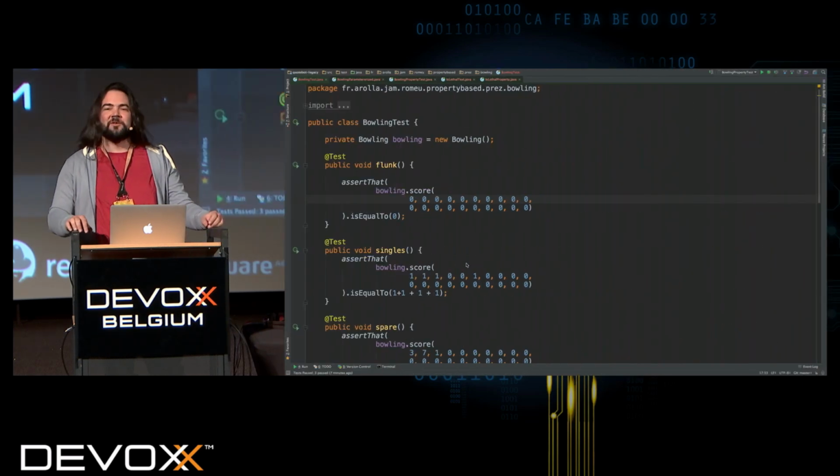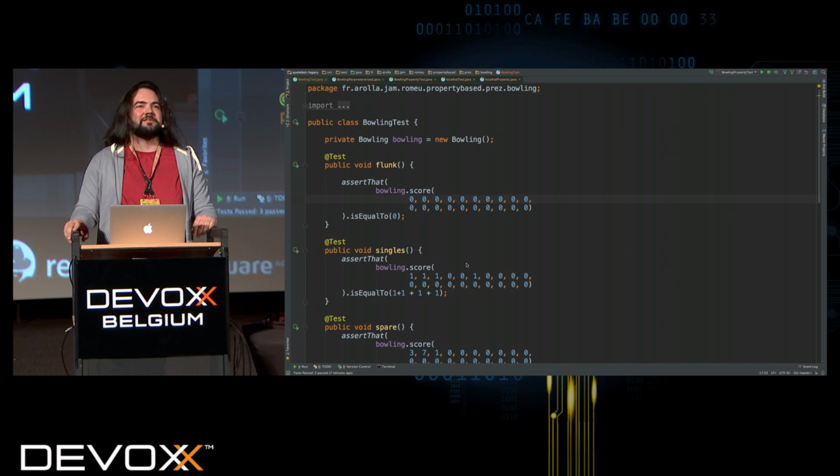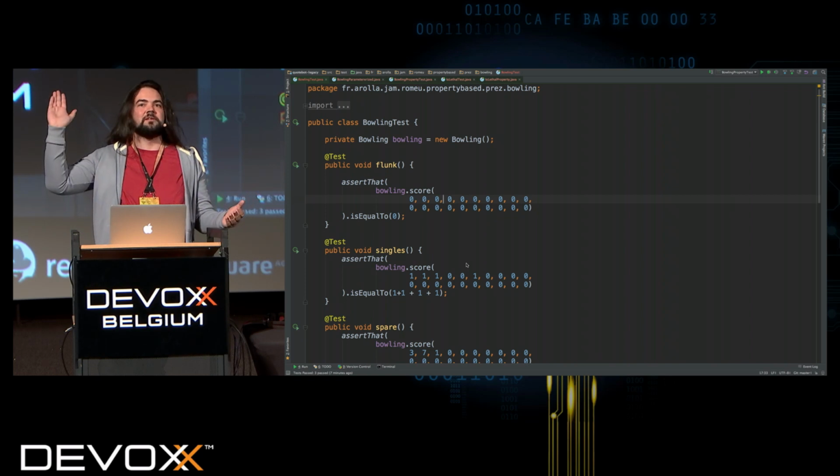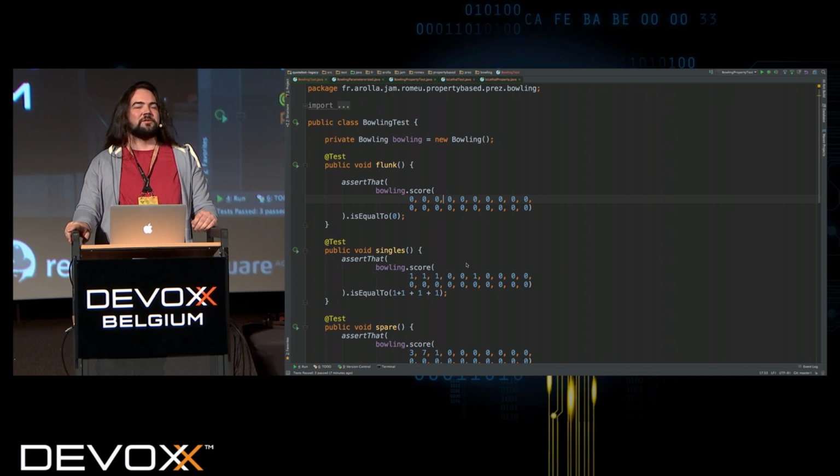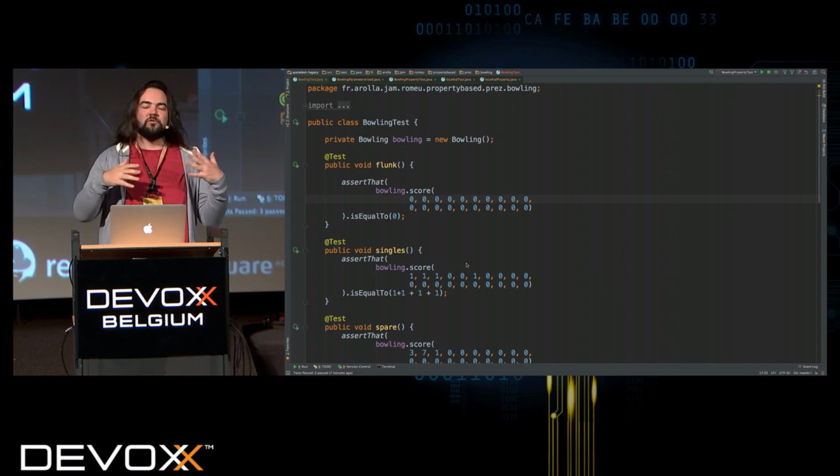So, we're here to talk about property-based testing, right? I hope we're in the right session. So, who here knows what a property is? Well, kind of a lot, almost half of you, right? So for the others, for the sake of this presentation, we start with a really gross definition of properties.